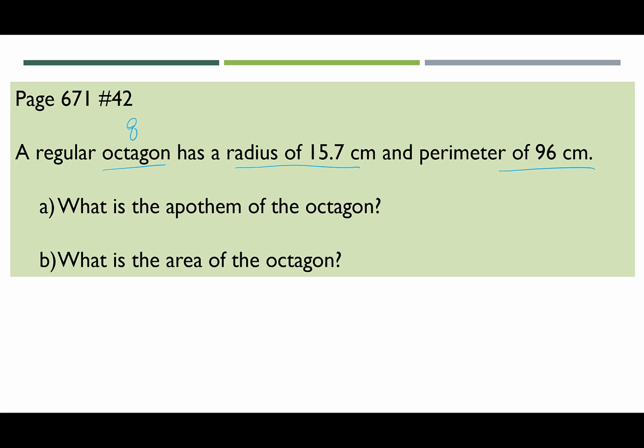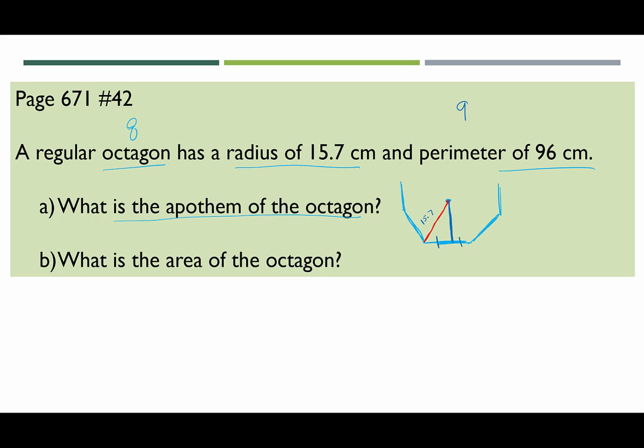All right, the first thing we're going to do is find the apothem of the octagon. So again, I'm going to draw the bottom section of an octagon. We'll just work here. We'll say this is the center. Red is the radius, and we'll let this blue be the apothem coming down. And remember, it does meet at the midpoint of the side. All right, and what we do know is that the radius is 15.7. We also know the perimeter is 96.